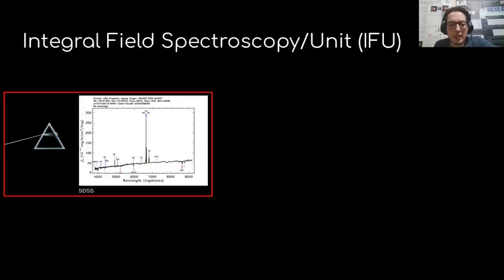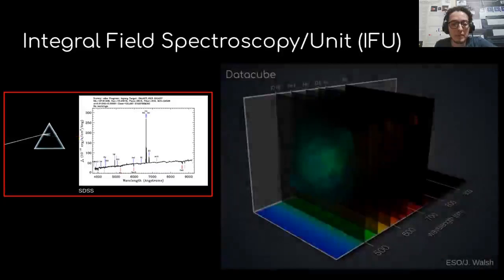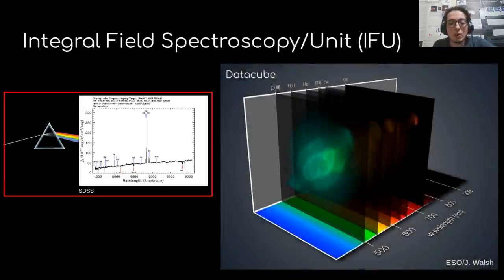But if instead of having only one spectrum, you obtain many of them at the same time in different regions on the source, this is what the integral field spectroscopy does. The data cube has two spatial dimensions in the source and the spectrum in the third dimension. From that, we can extract a spectrum from regions of interest or pick up a frame in the spectrum and see how the emission changes along the source.